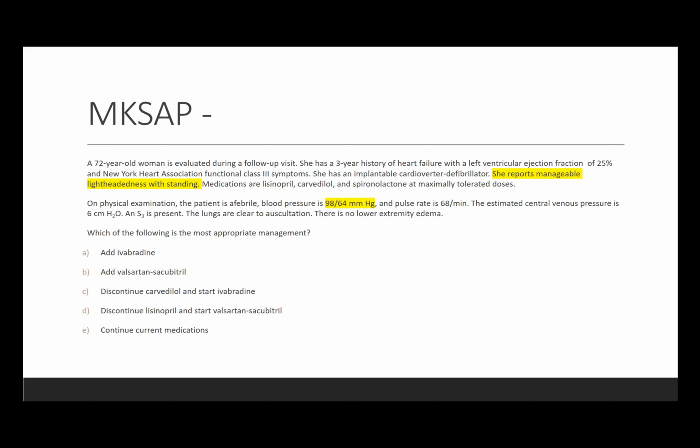In a real patient, if we're talking more in a practical sense, the conversation would be: are we at the maximal doses of beta blocker yet? And then do we need to add ivabradine?